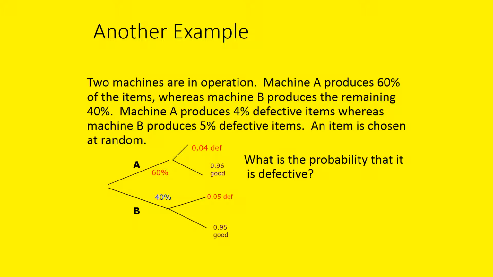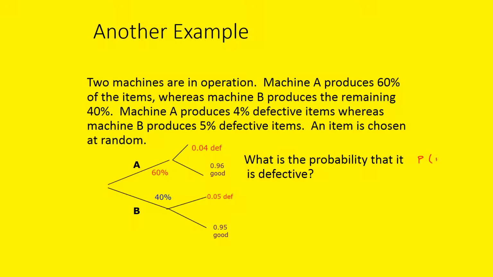Two machines are in operation. Machine A, which produces 60% of the items. Machine B produces the remaining 40%. Machine A produces 4% defective items. So 1 minus that, 96% are good. Machine B is not quite as good as Machine A. 0.05 or 5% defective, 95% good. An item is chosen at random. And so we want probability that the thing is defective.